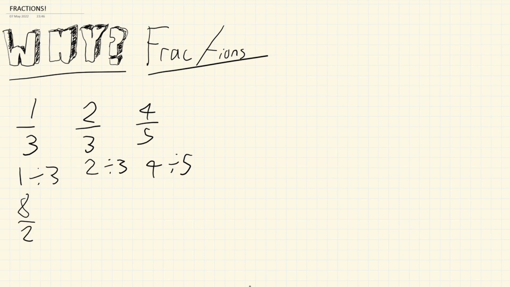8 over 2 as a fraction. 8 with a line and 2 means 8 divided by 2. That's 4. 4 is a nice number. I can just write 4. 10 over 2 is 5. Nice number.